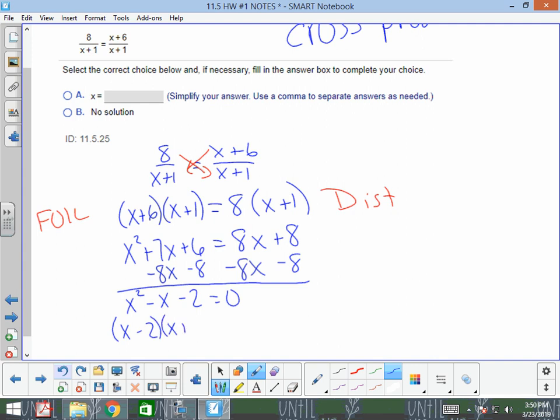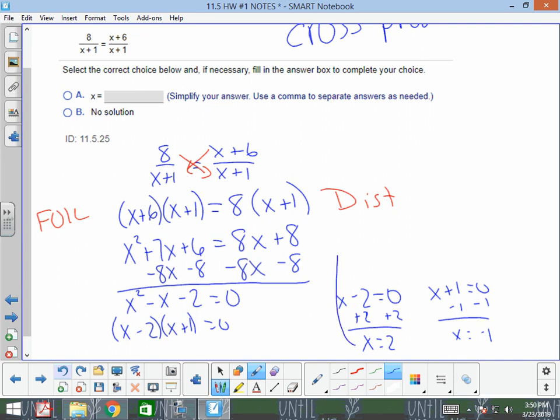Factor. Take each factor, set it equal to 0, and solve. So x equals 2, and x equals negative 1.